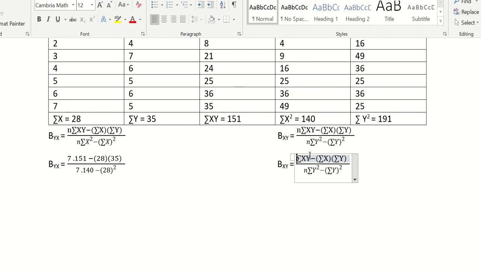So again n is 7 into summation of xy. Numerator will remain same, 151. Summation of x is 28, summation of y is 35. And then n is 7 into summation of y square is 191. Right. So this is what we have obtained. Now we will solve it further.